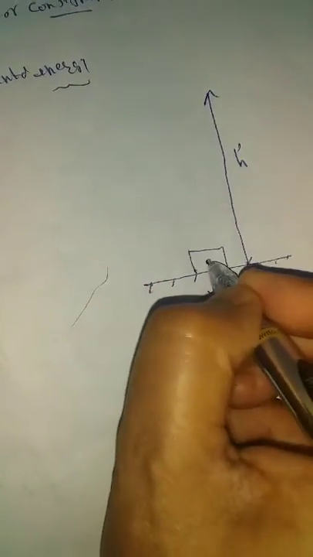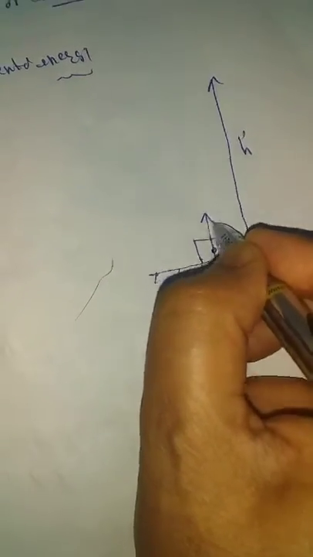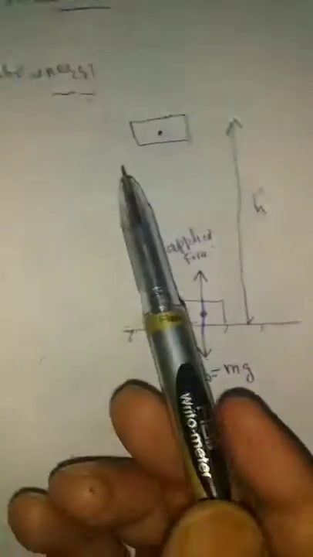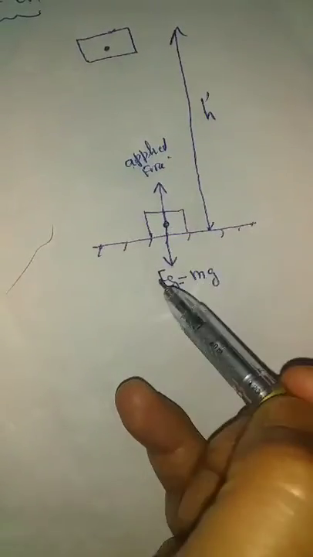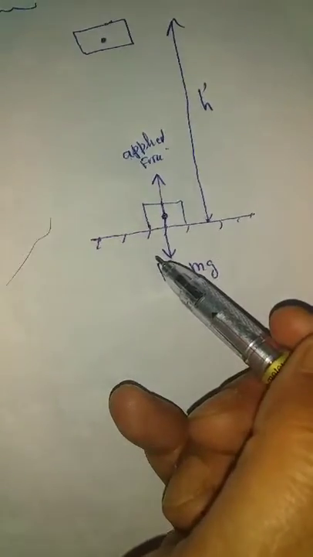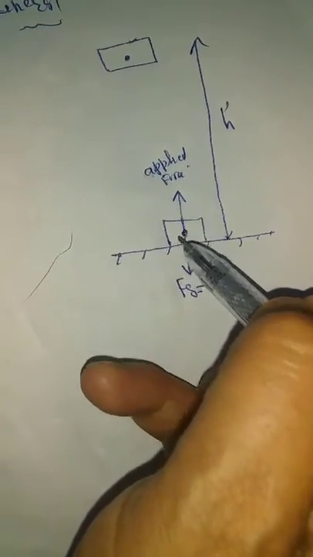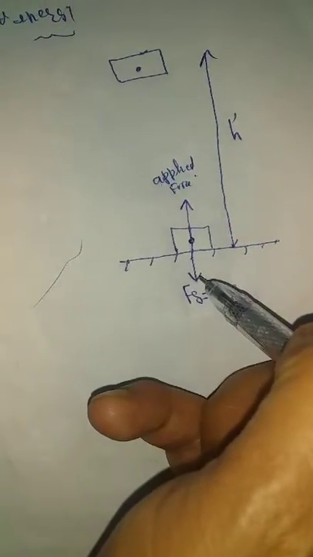That means I am applying force against the gravitational force in the upward direction. This is called applied force. When I apply force, I can change the position of a body. When I apply force in the upward direction, the position of the body can be changed, that means it can be raised to a height h above the surface of the ground. But there acts another force downward, the gravitational force. This applied force is working against the gravitational force.